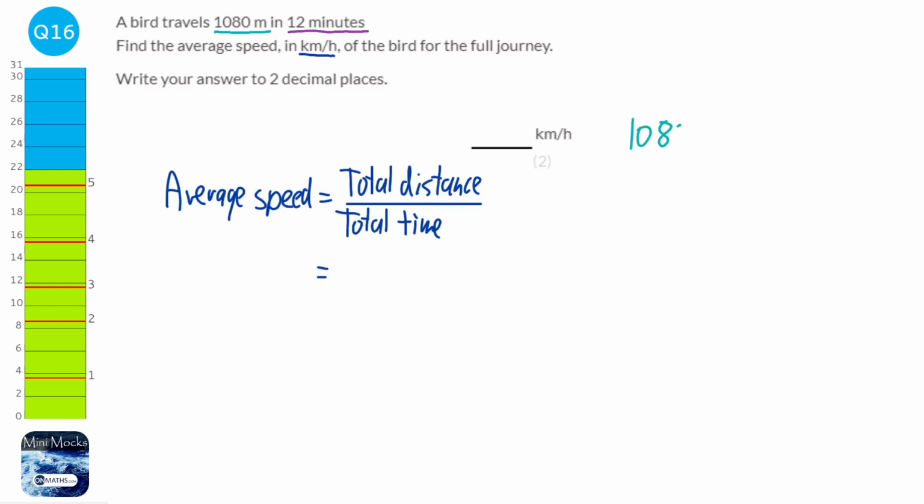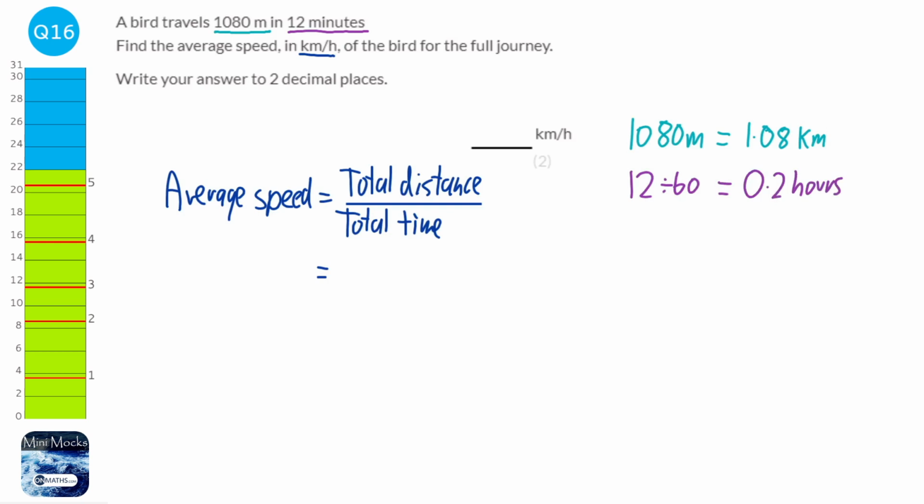So 1080 meters is going to be 1.08 kilometers because there are 1,000 meters in a kilometer, so all we need to do is just divide the meters by 1,000. Minutes are a little bit trickier. To get from minutes to hours, all we need to do is divide by 60. And so when you divide that by 60, you get 0.2 hours.